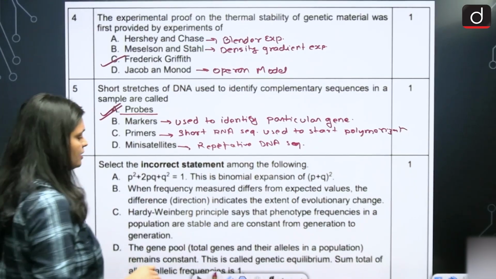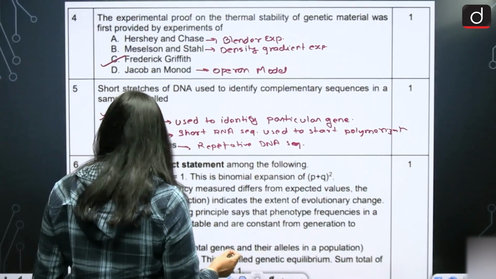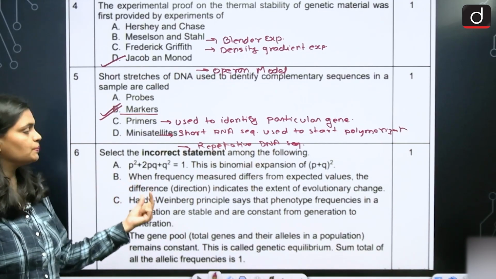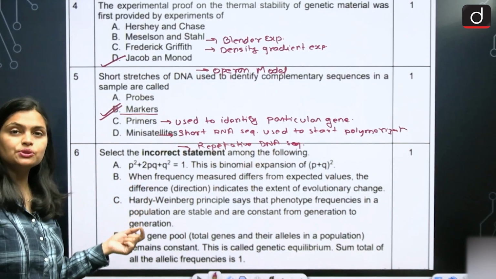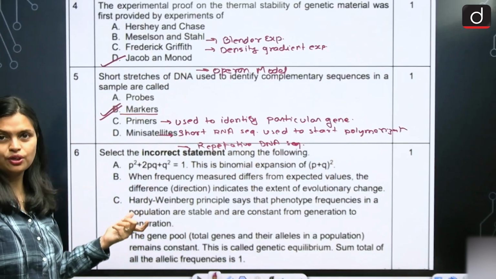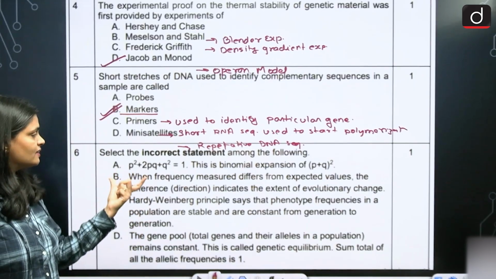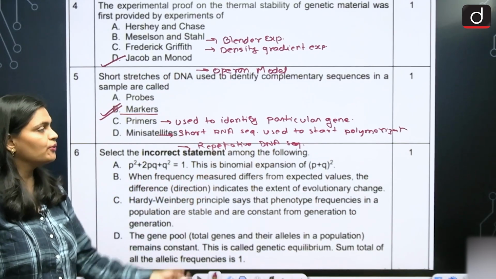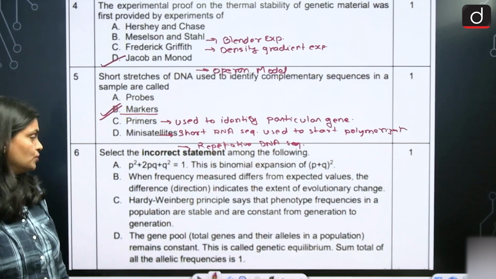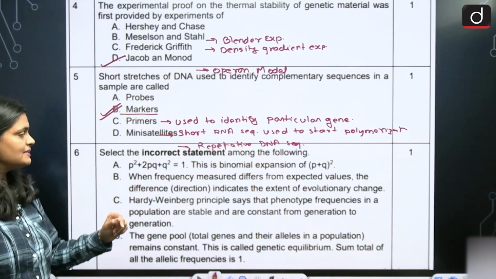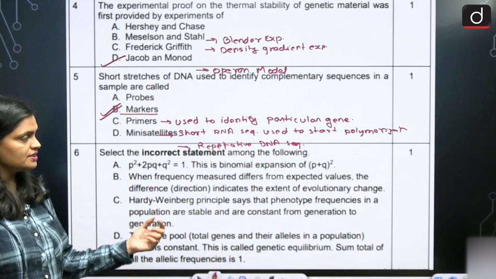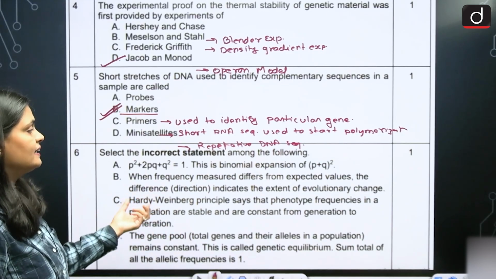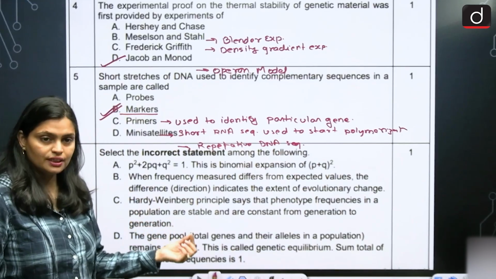Now look at question number 6. Select the incorrect statement. This question is related to population genetics, the Hardy-Weinberg equation. It is given p square plus 2pq plus q square is equal to 1. This is the binomial expansion of (p plus q) whole square. Option B says when frequency measured differs from expected value, the difference indicates the extent of evolutionary change.